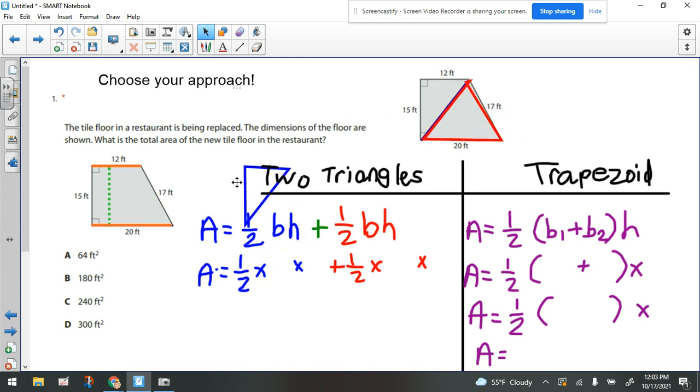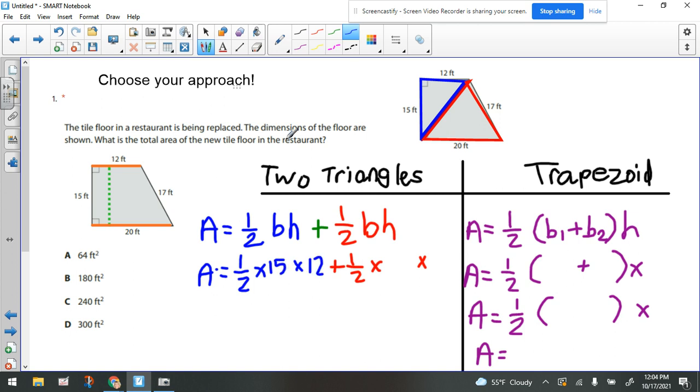For the blue triangle, we would use the formula half of the base times the height. And what would the dimensions be? Remember, the base and the height have to be perpendicular to each other, and they show us a perpendicular symbol right here. That means these two lines are perpendicular, and we can use either one as the base. If we use 15 as the base, we're going to use 12 as the height. So let's substitute those numbers in: 15 as the base and 12 as the height.